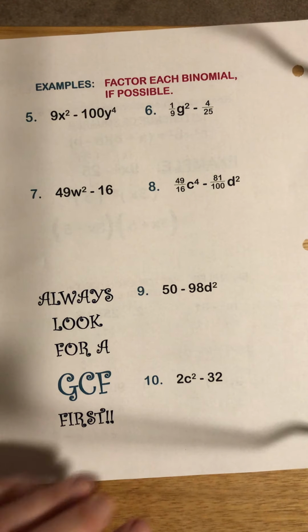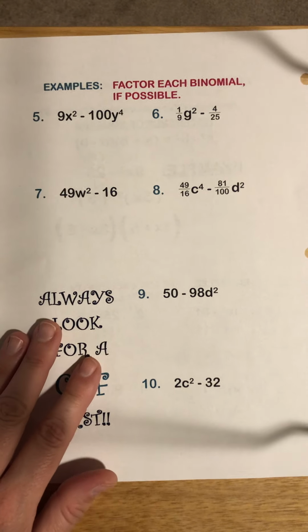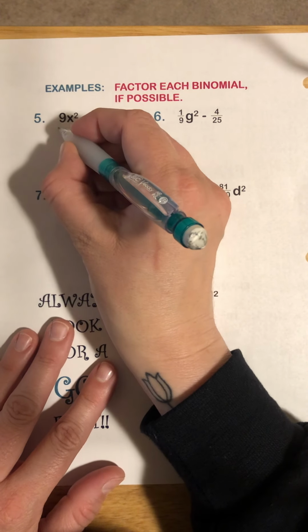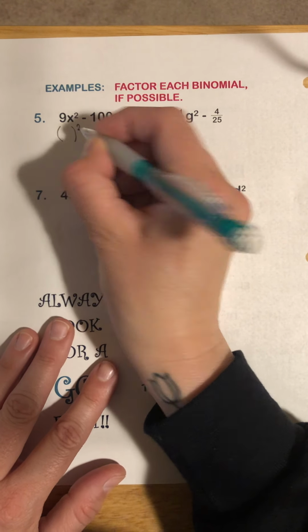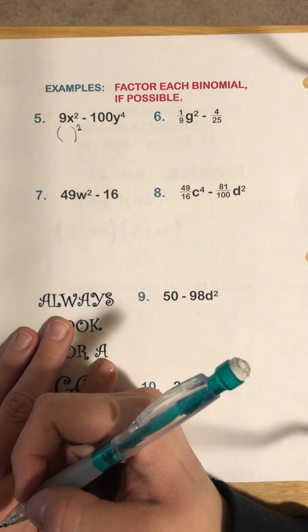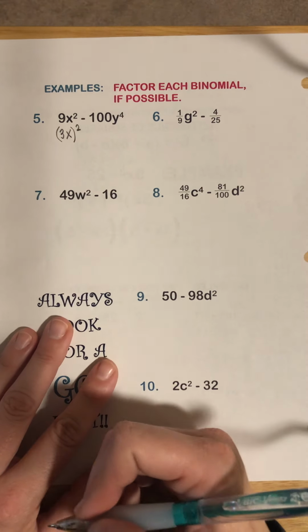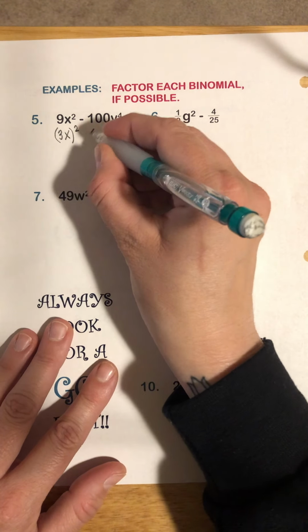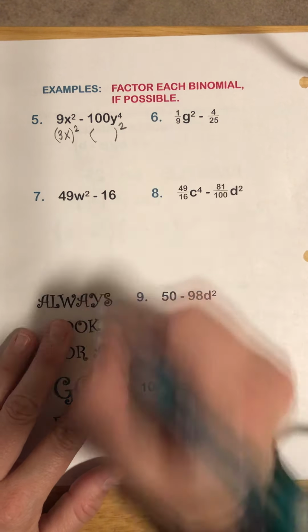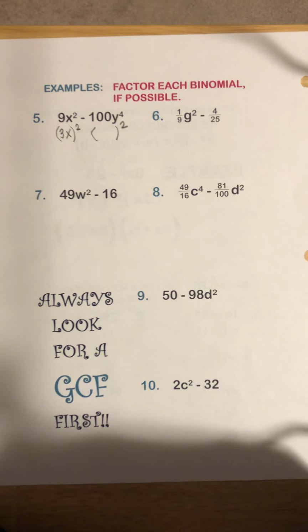All right, so let's try something that maybe is a little bit more challenging. So number 5, what can we square to get 9x squared? Well, that one's not too challenging, right? 3 squared is 9, and x to the second power is x squared. Let's talk about the next one, 100y to the 4th.